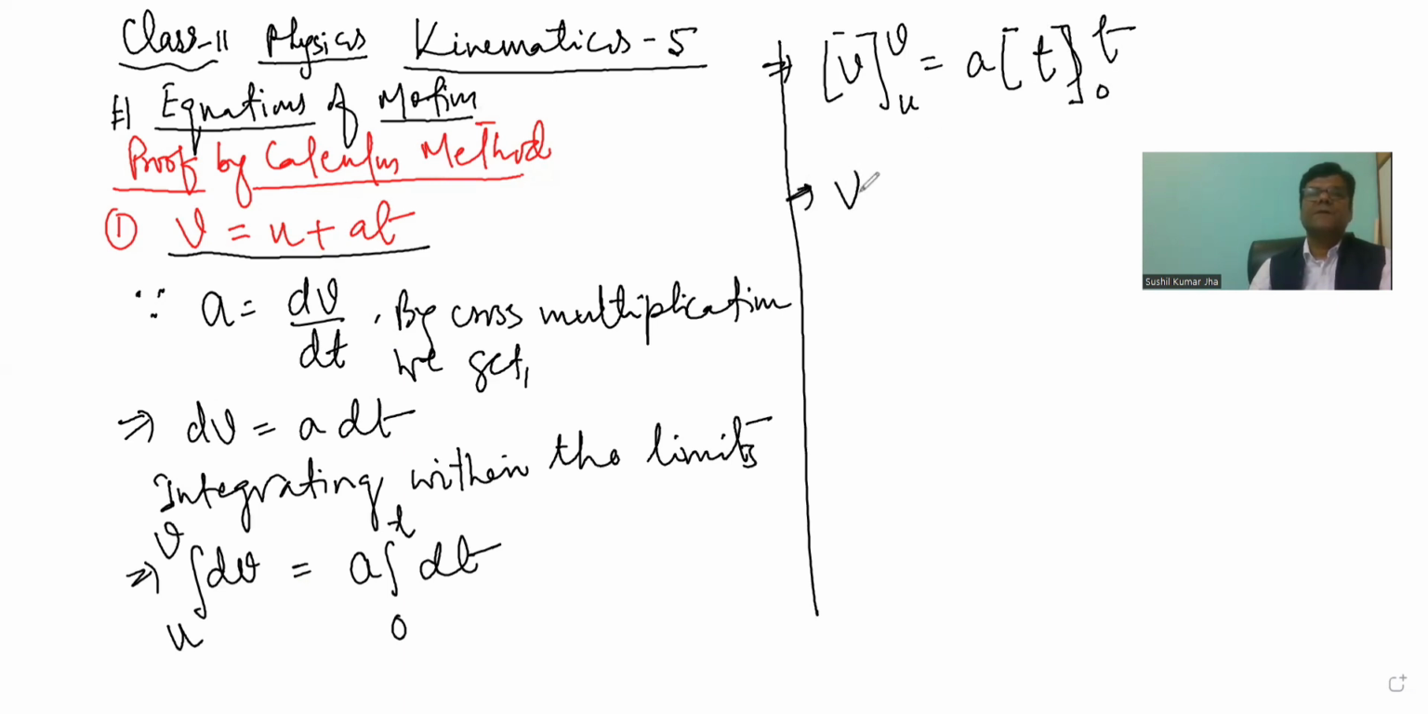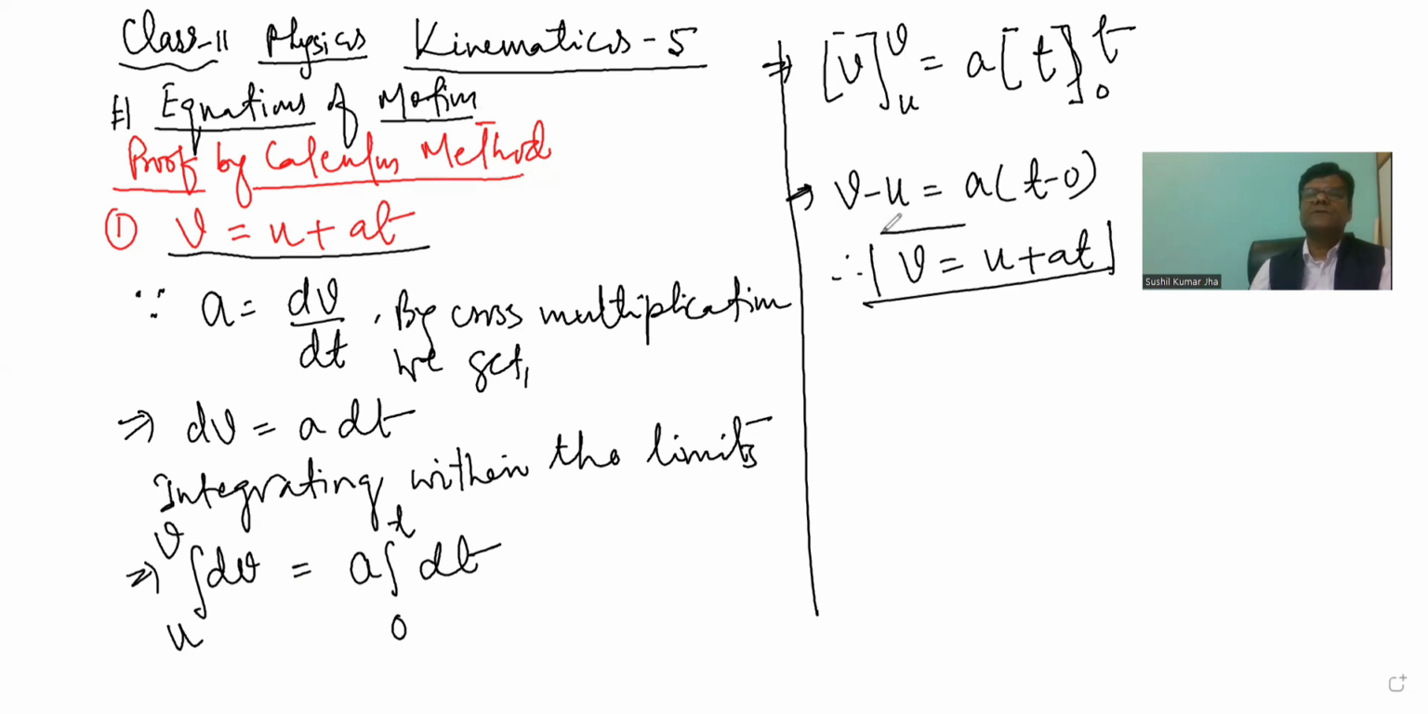So we have now upper limit minus lower limit is equal to a t minus 0, and therefore we get v is equal to u plus at. Thus we have proved this by calculus method. We can discuss by graphical and direct method, but in 11th standard we must know by calculus method.